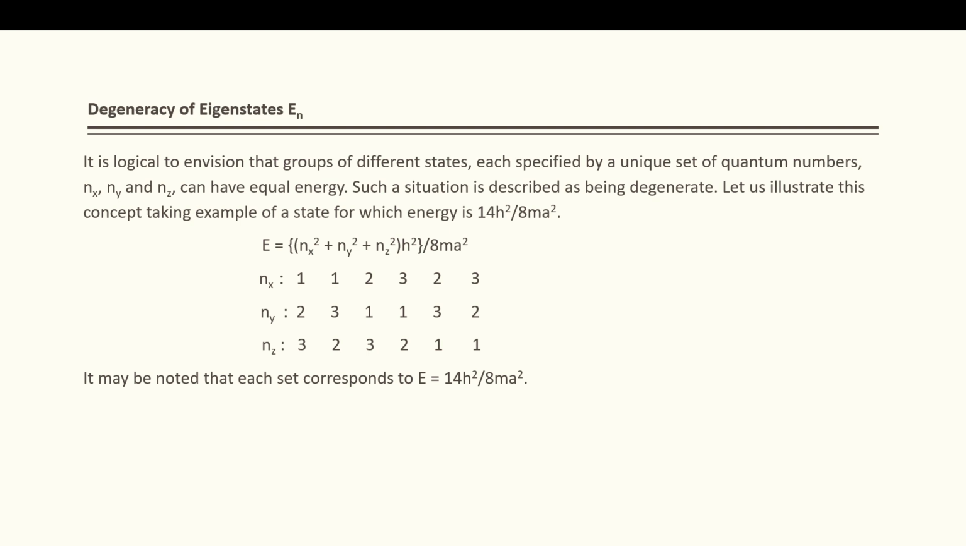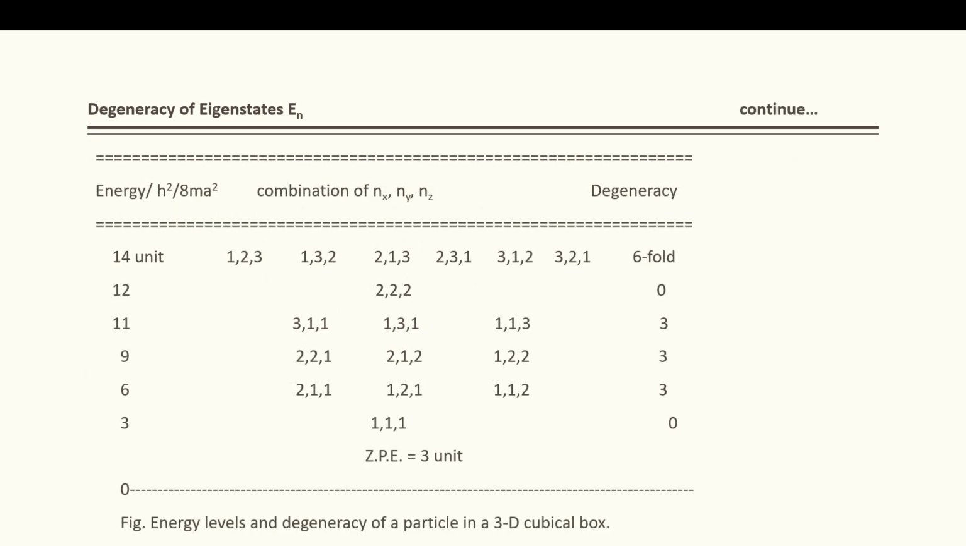Degeneracy of eigenstates. Degeneracy means more than one state having the same energy. Here I have noted one problem. For energy 14 units, Nx, Ny, and Nz, 6 different combinations are possible. This is called 6-fold degeneracy. Here I have tabulated that degeneracy is not possible for all energy values. For example, it is possible for 6 or 9 or 14 units, but not for 3 or 12 units.